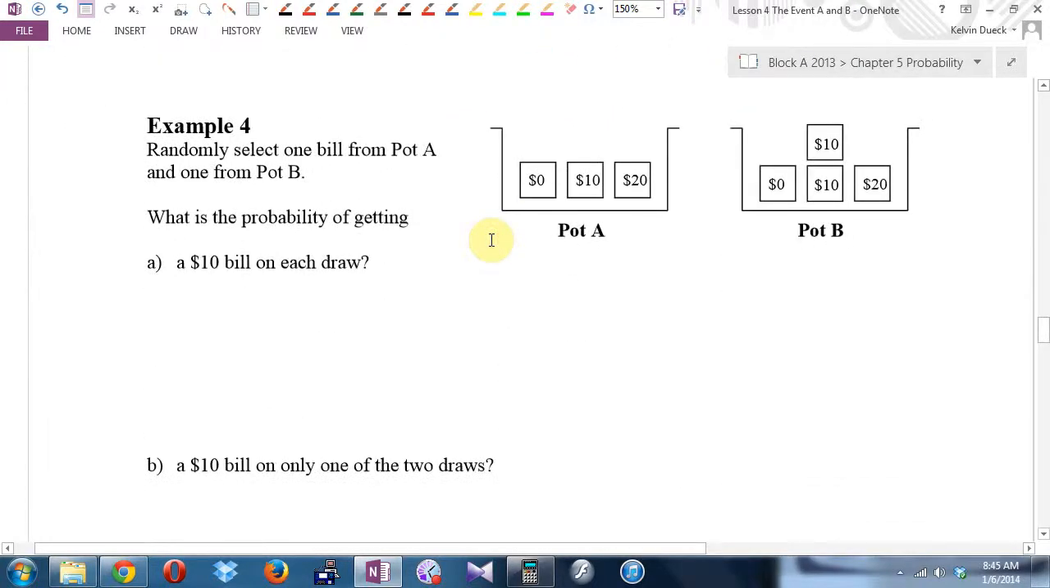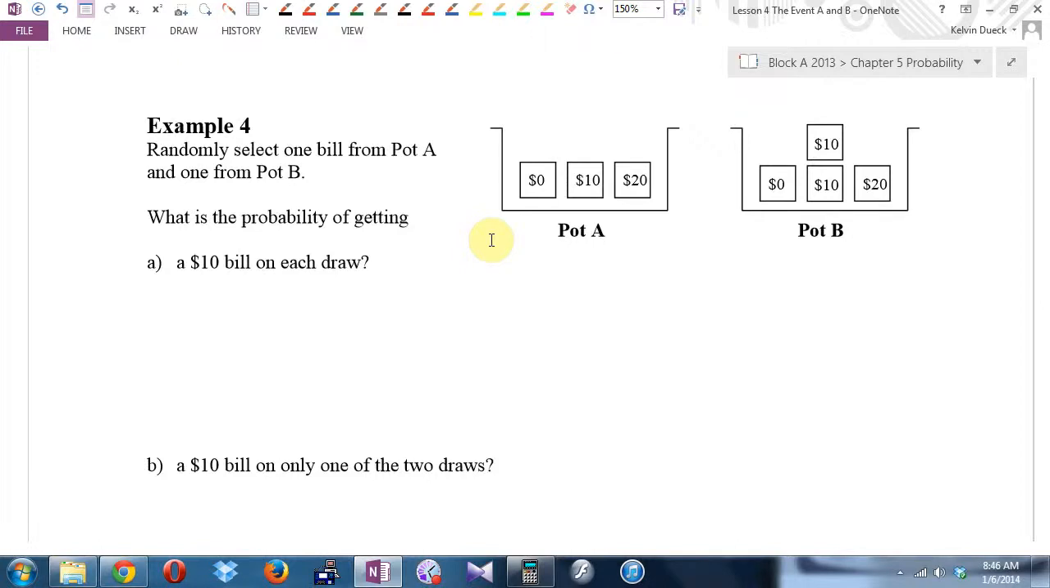Example 4. Randomly select one bill from pot A and one from pot B. How many selections are we doing grand total? 2. A tree will work nicely. It'll be a 2-level tree. I can do that. If I was picking 4 or 5, I would not use a tree. I would be using strategies coming up in a couple of lessons. But for now, a tree.